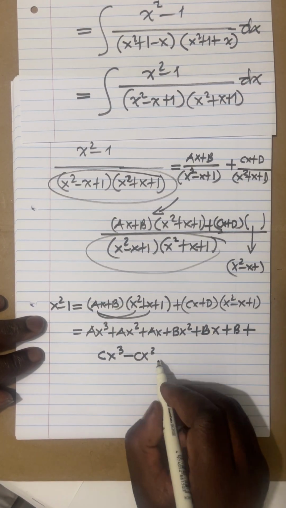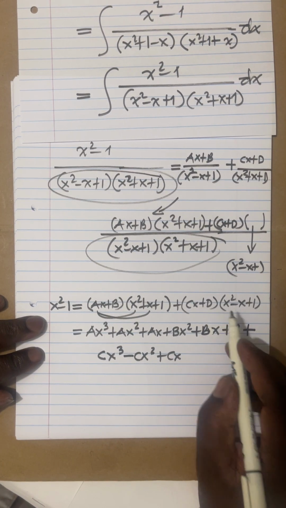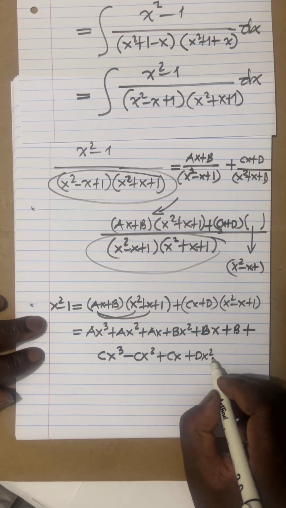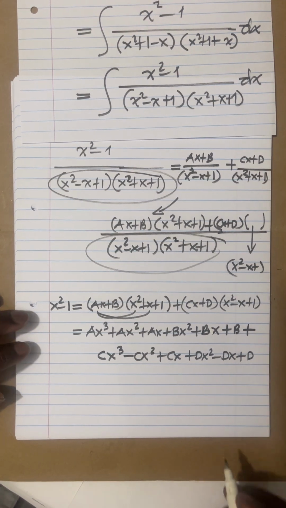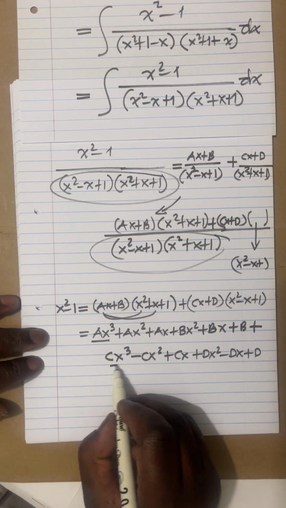C times positive 1 is positive cx. And then I have to go to d now. D times x squared is positive dx squared. D times minus x is minus dx. D times 1 is positive d. Now we're going to put like terms together. That one and that one are like terms.